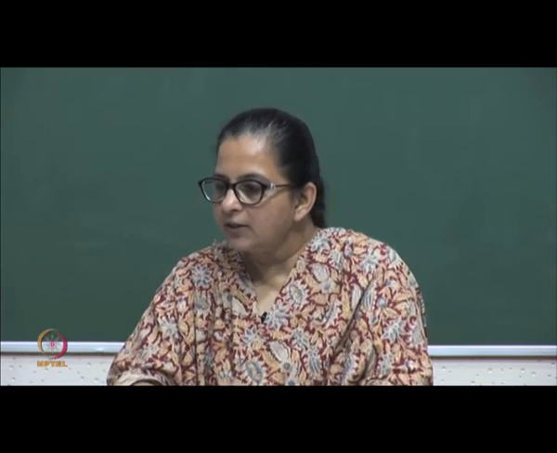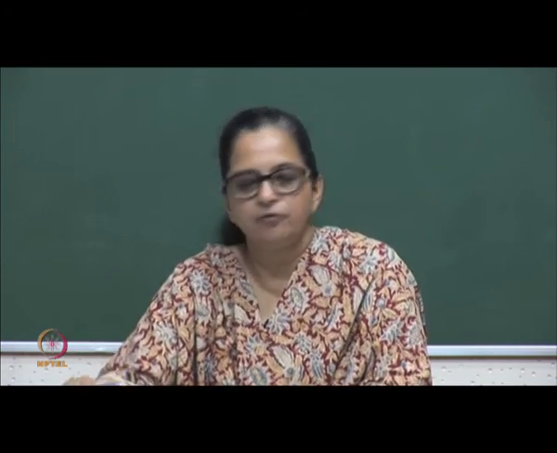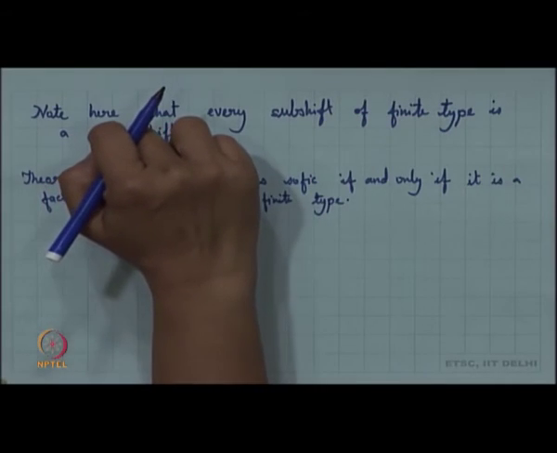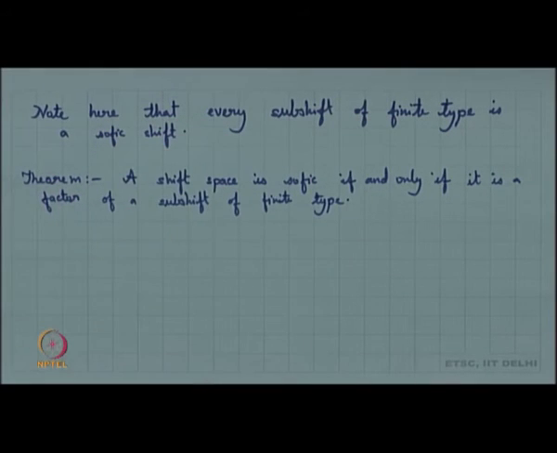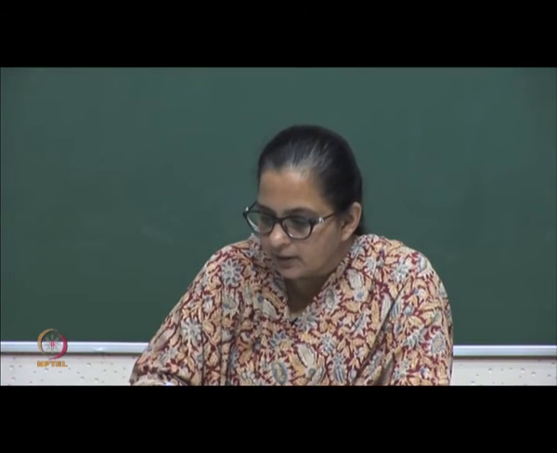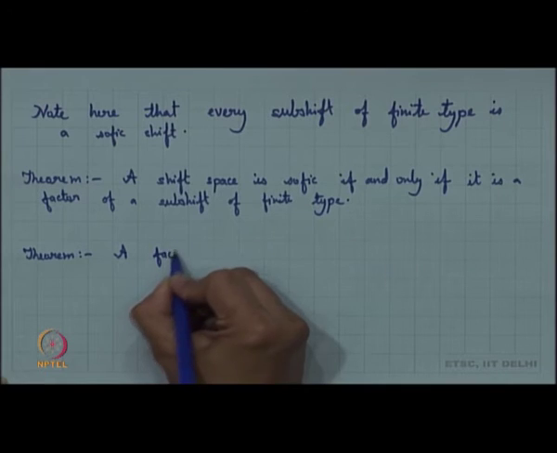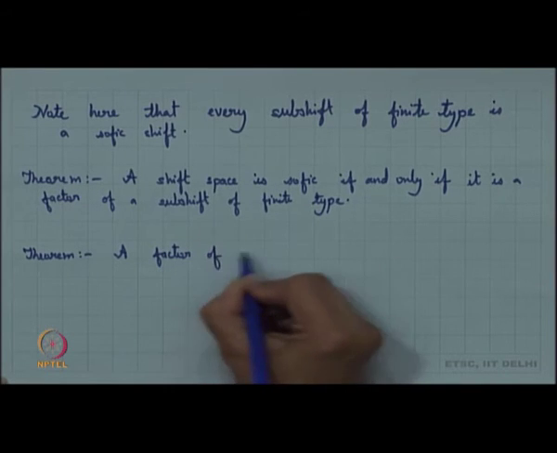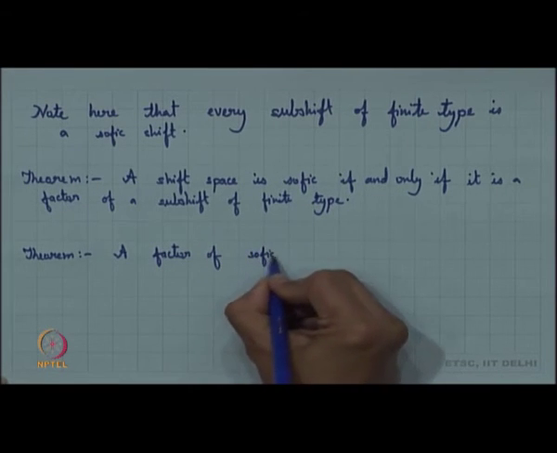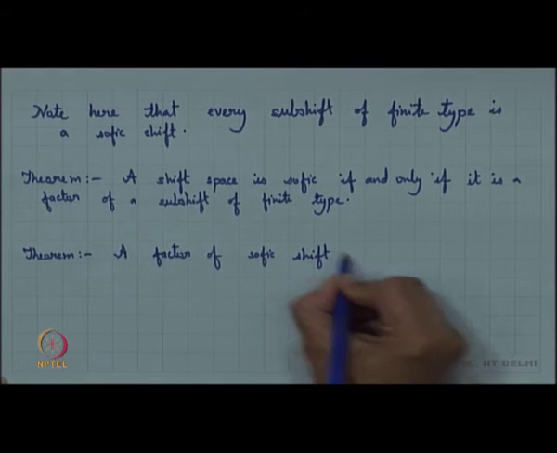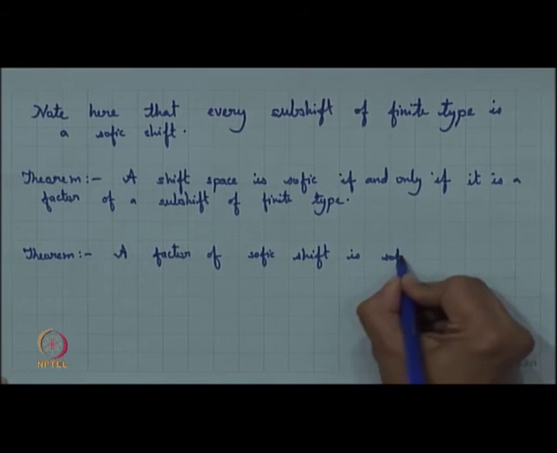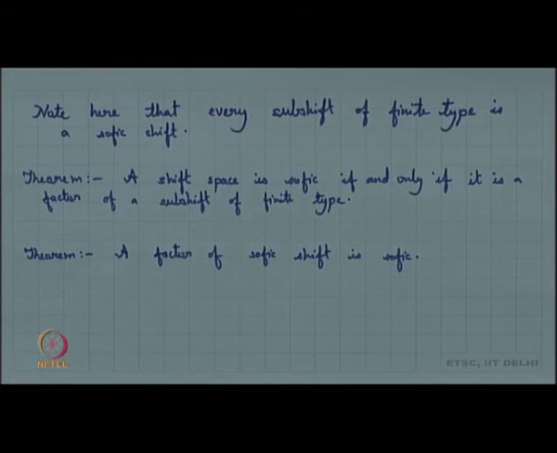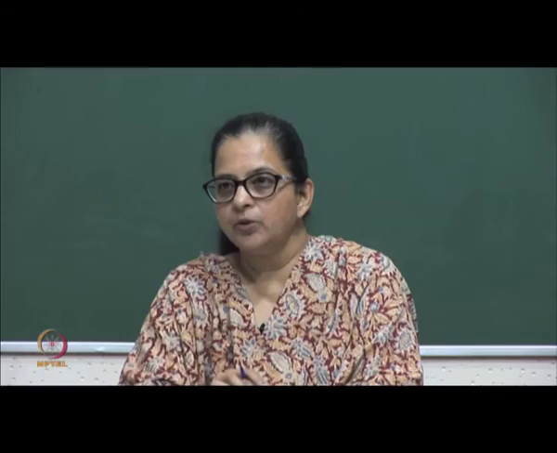Since we know that every subshift of finite type is itself suffix, basically we are getting into a bigger class which is suffix. And again, this is another theorem here: a factor of a suffix shift is suffix. Do you all agree with that? Why should that be true?